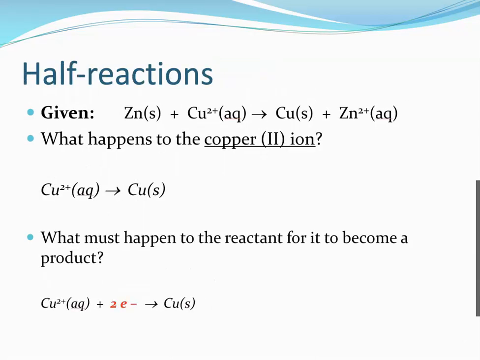The other half reaction is the copper ion to copper solid. Once again, we will need to add 2 electrons to balance the charge. If you were to combine the 2 half reactions, you should end up with the reaction that you started with.